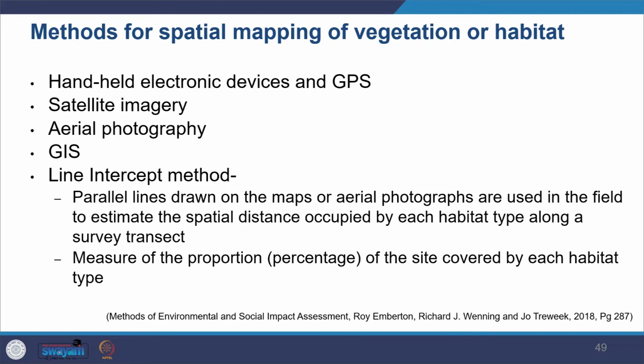Then there's the line intercept method, where along any project area, you draw parallel lines on the map or aerial photography, and you take stock of all the things crossing or present in that particular range. So that's the line intercept method. This approach provides a measure of proportion, like the percentage of the site covered by each habitat type. So you get an idea of the proportion, what varieties are there, and to what extent.